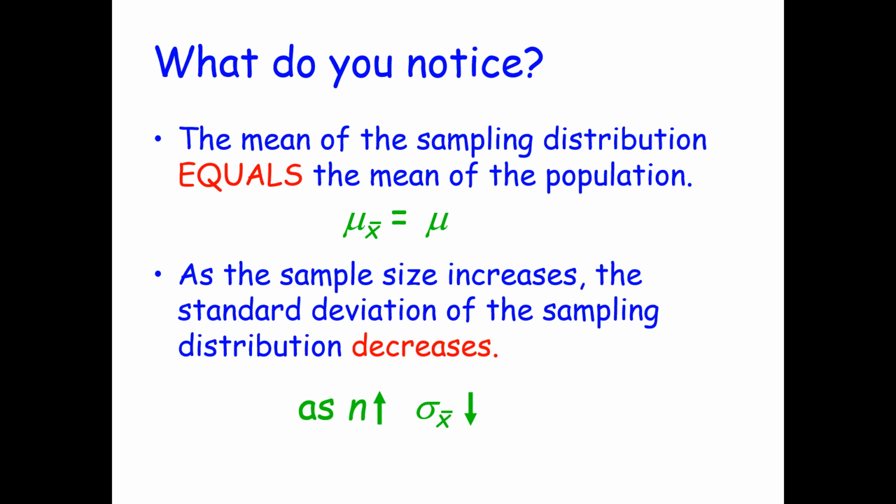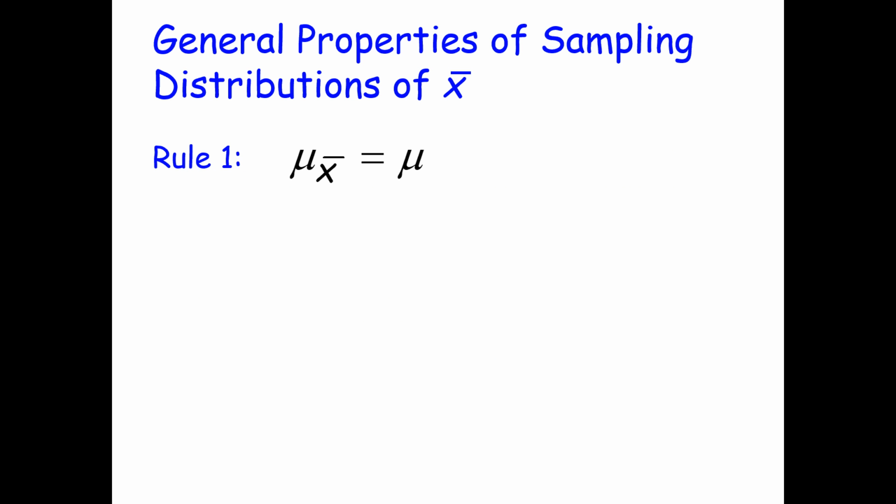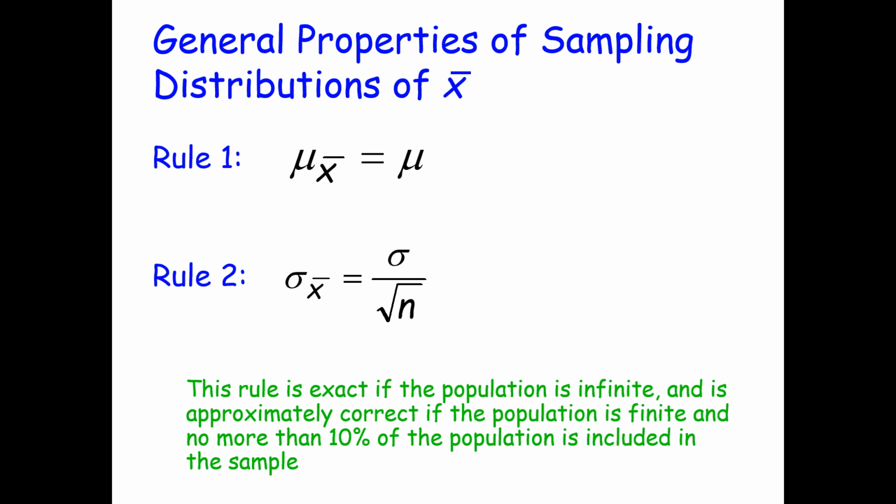There are some general properties of sampling distributions of the sample mean. Our first rule is that the mean of the sample means is equal to the mean of our population. The second rule is that the standard deviation of the sample mean can be calculated by taking the population standard deviation and dividing it by the square root of n. This rule is exact if the population is infinite, and it is approximately correct if the population is finite and no more than 10% of the population is included in the sample.